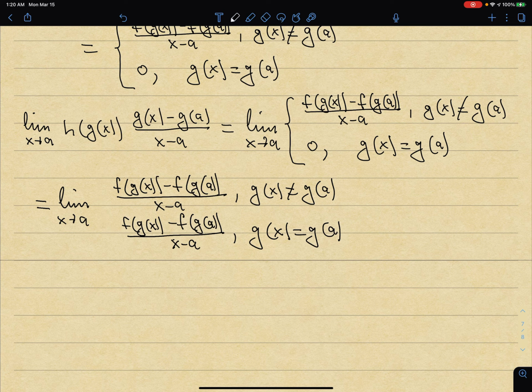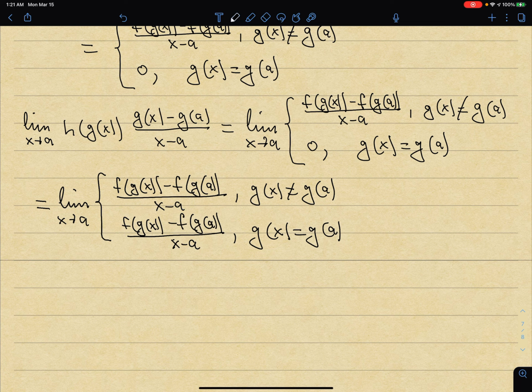So what do you think? Can I simply replace 0 by exactly the same expression? And the answer is yes, right? Because if g of x is equal to g of a, then the numerator is going to be 0. x is never equal to a when we're taking a limit, and so this is just a fancy way of writing 0. But then I really don't have different prescriptions depending on what the value of g of x is, right? It's always the same expression.